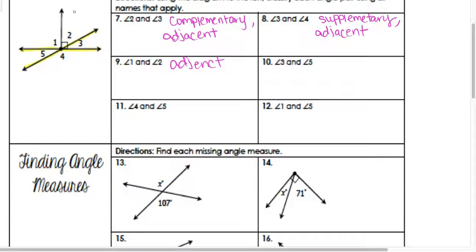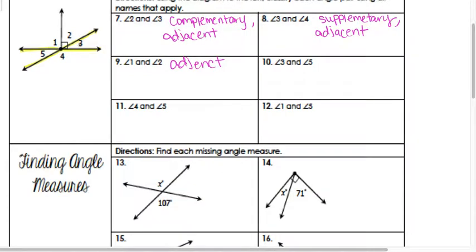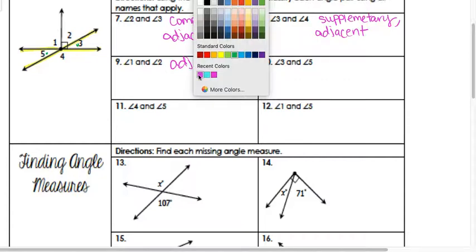What can we say about this? Well, let's look. Angle 3 is here, and then angle 5 is right here. Well, they're right across from each other. What was that rule if they're right across from each other, or what is that term called? Vertical. Okay, so we have vertical.